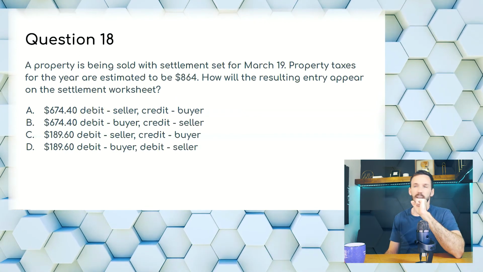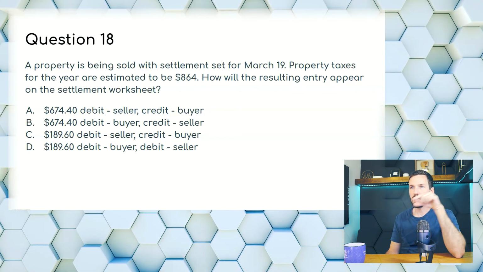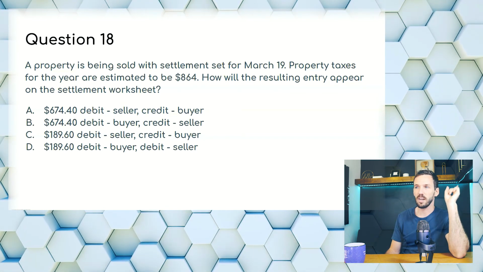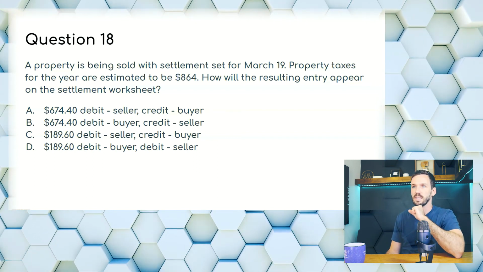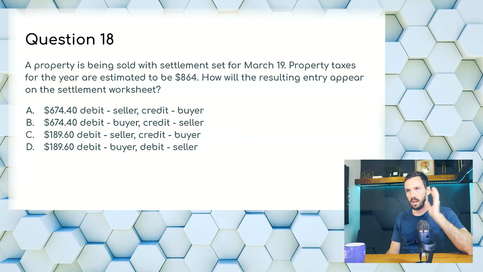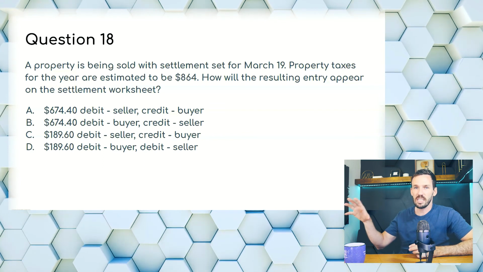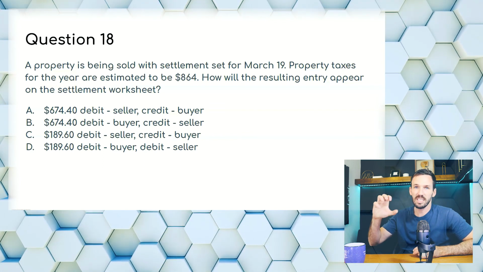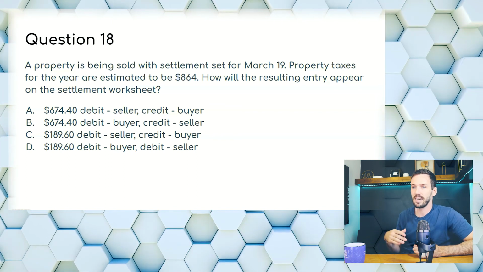Question 18. A property is being sold with settlement set for March 19th. Property taxes for the year are estimated to be $864. How will the resulting entry appear in the settlement worksheet? So you got all your answers there. So here's another example of something we've already done kind of previously. $864 divided by 360 days is $2.40 per day in these taxes.